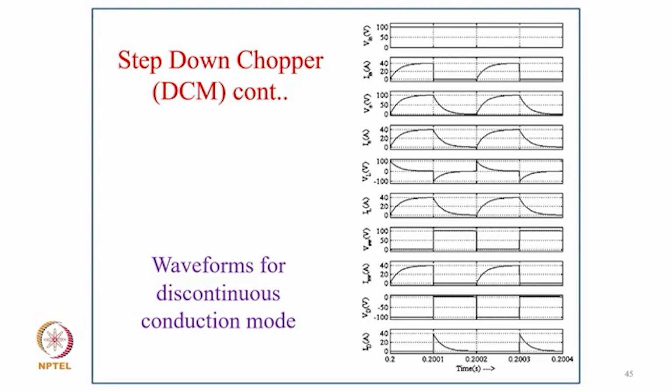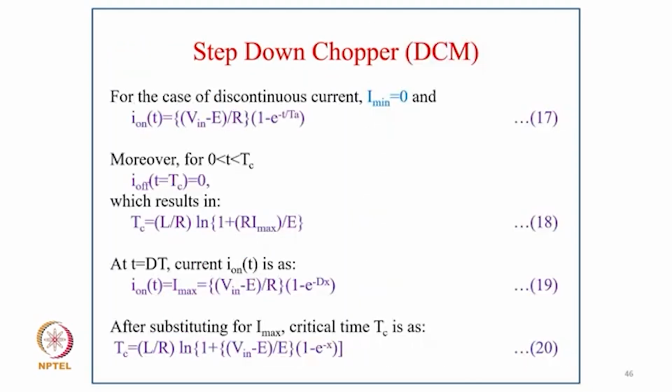Now coming to the step-down chopper for discontinuous current, as you can see in the waveform. When your duty cycle is low and inductance is also low, and back EMF is high, then you have a discontinuous current. Clearly you can see in the load, the current also touches 0 because the back EMF counters the voltage. So now coming to the analysis in DCM mode.